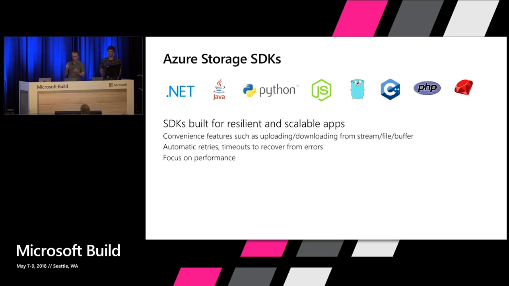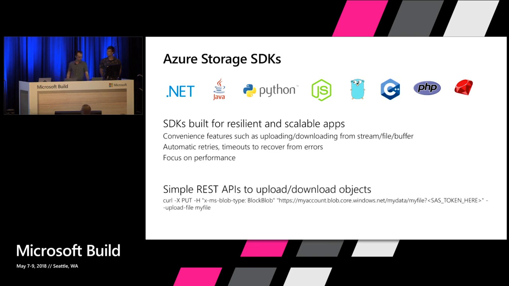And it makes it easy to upload, download images, objects. It makes it easy for you to build efficient applications, efficient and scalable applications. If you do not want to take a dependency on one of our SDKs, you can simply use the REST APIs directly. Uploading an object is very simple, just a simple put operation on the blob URI with SAS token. Downloading is also very simple, just a simple get.